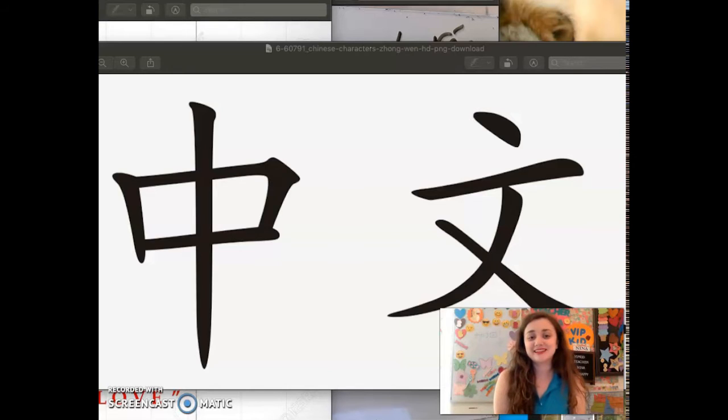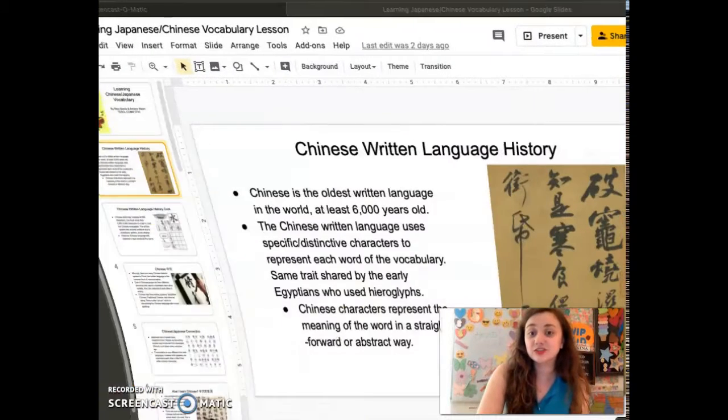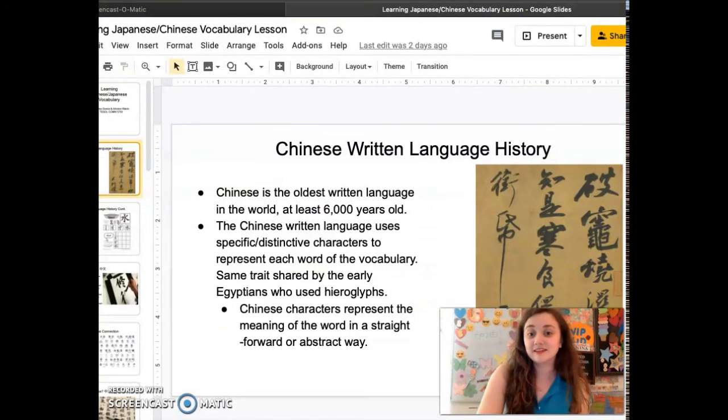And yeah, so I wanted to talk about a little of the history of the Chinese language. Chinese is the oldest written language in the world, and it contains 6,000 characters at least. What's really amazing about Chinese is that every stroke, every radical has some type of meaning. And when they're all put together, they represent a word, which is really fascinating to me.